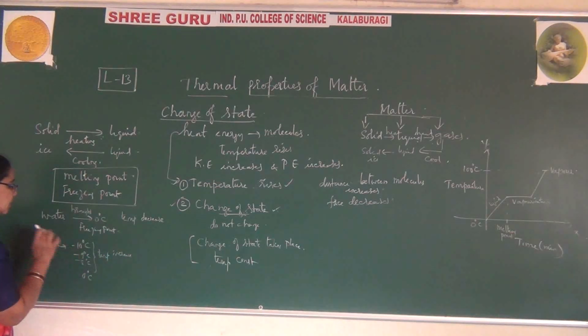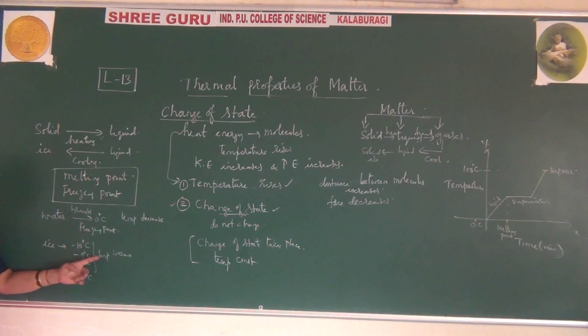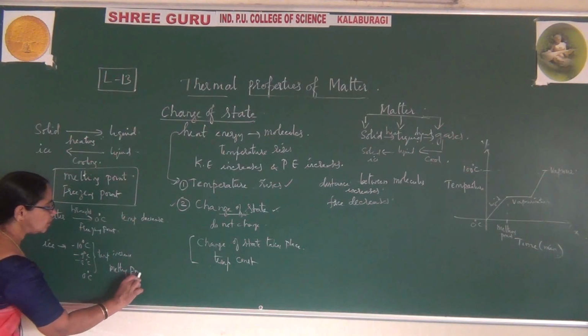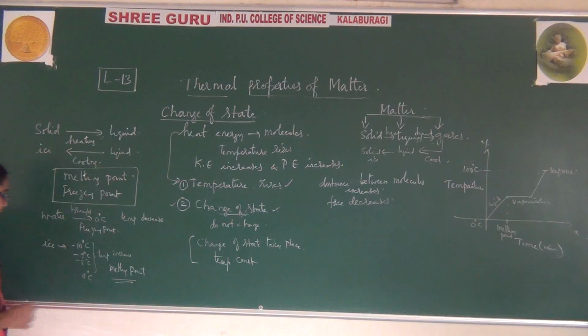The ice was at -10 degrees centigrade. Now I am supplying heat to it, so the temperature increases. Finally it becomes 0 degrees centigrade. From -10 to 0 degrees centigrade, the temperature has been increased. So the temperature rises. Naturally you can say this is called the melting point. Melting point. So observe this point.